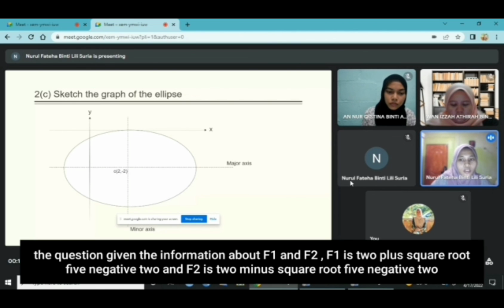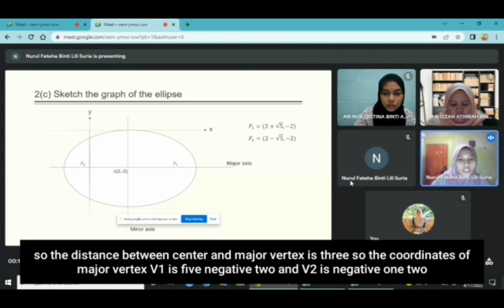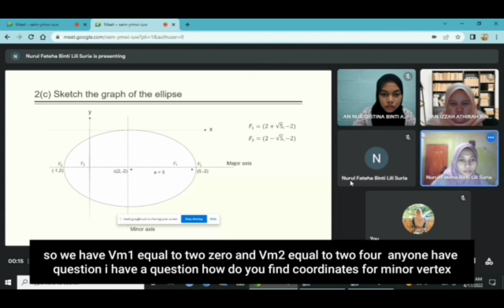The question gives the information about F1 and F2. F1 is (2 plus square root of 5, negative 2) and F2 is (2 minus square root of 5, negative 2). The distance between the center and the major vertex is 3. So the coordinates of the major vertex V1 is (5, negative 2) and V2 is (negative 1, negative 2). So we have VM1 equal to (2, 0) and VM2 equal to (2, 4).